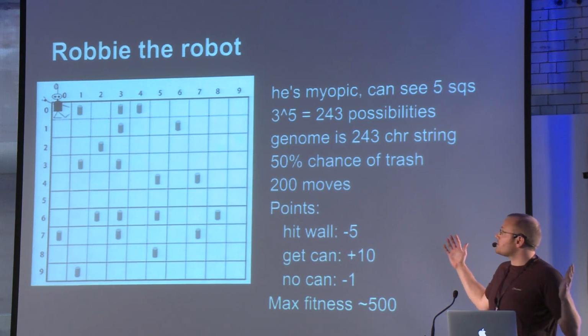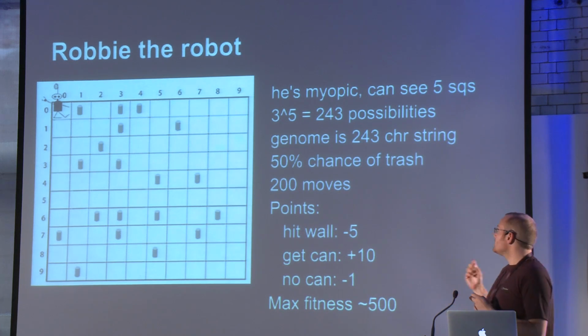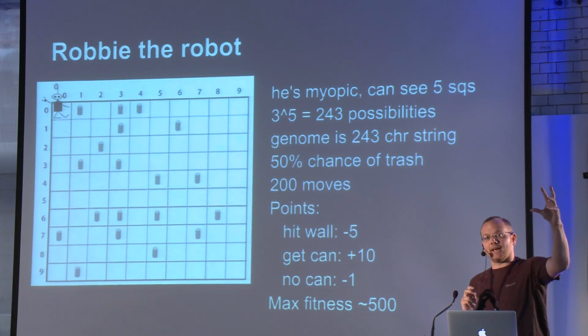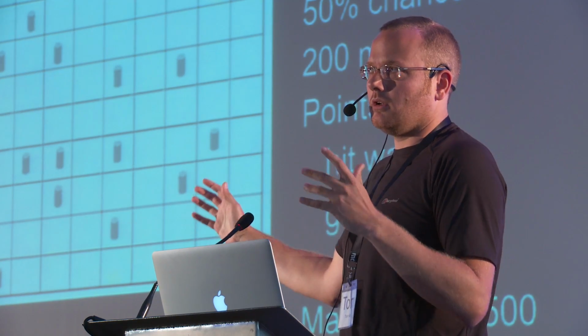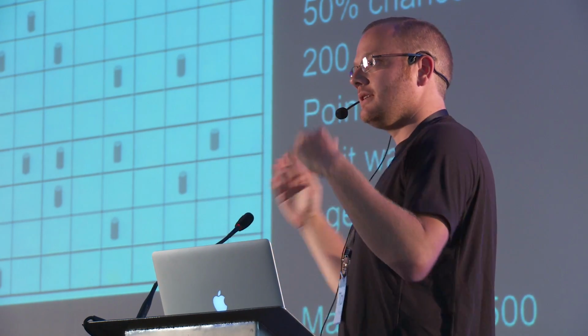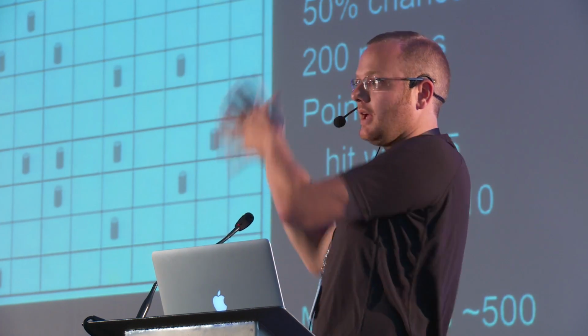So the genome is just a string. His whole strategy is basically a lookup table. At any point in his life, he can see 5 squares. He goes, up is a can, right is a wall, down is a wall. So my action is, look up in the table, and I do this.